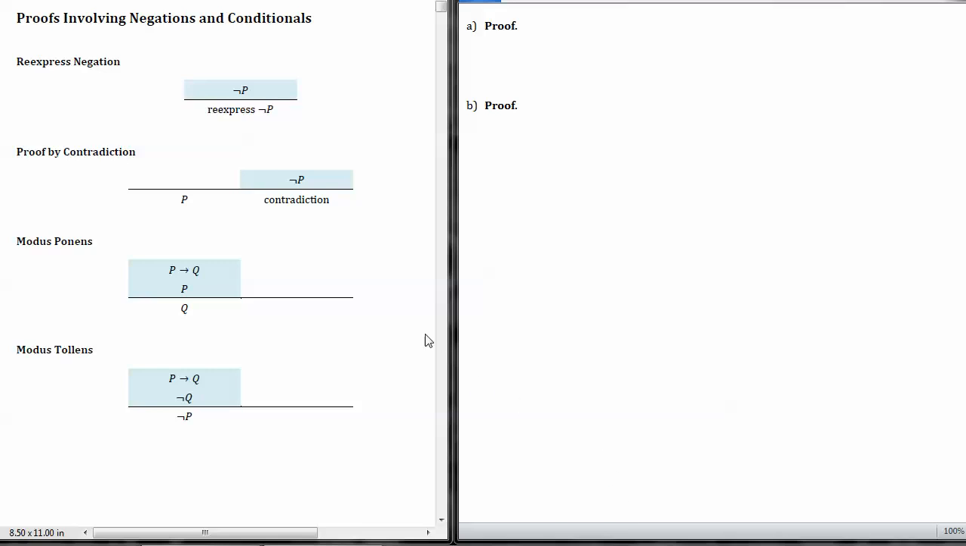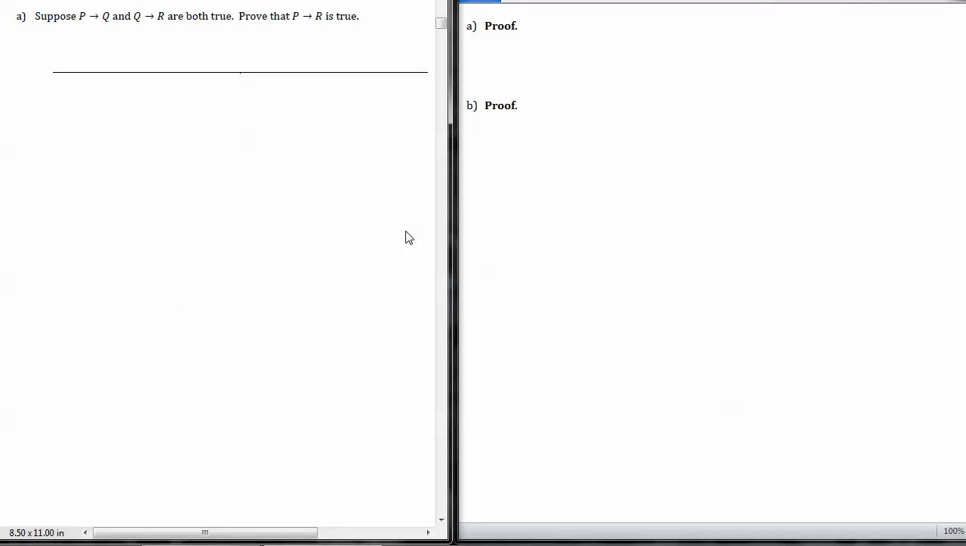For this problem, we're going to use a rule of inference called modus ponens, which says that if we're given that P implies Q, and we're given that P is true, then we can conclude from that that Q is also true. That can become a new given in our proof. Okay. So actually there's two parts here. Part A says, suppose P implies Q and Q implies R are both true. So those are givens. And prove that P implies R is true.